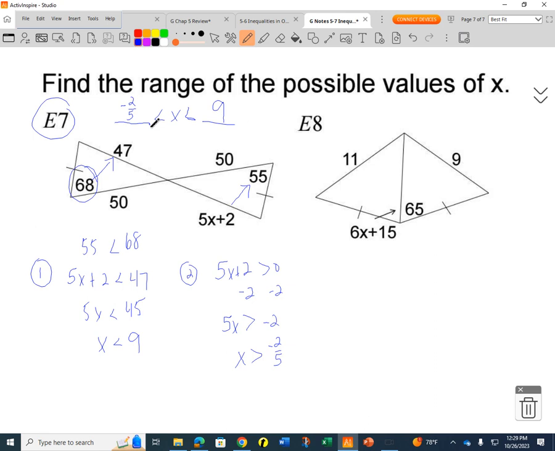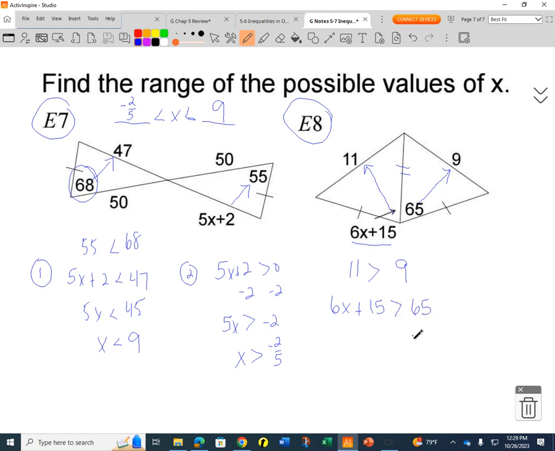All right, example 8. The x is in the angle measure, right? Congruent side, the included angle is this expression. The included angle in the other triangle is 65. So the side across from this angle measures 11. The side across from this angle measures 9. Now it's okay to have a greater than here because we're talking about the angles, right? 11 is greater than 9. 6x plus 15 is greater than 65.